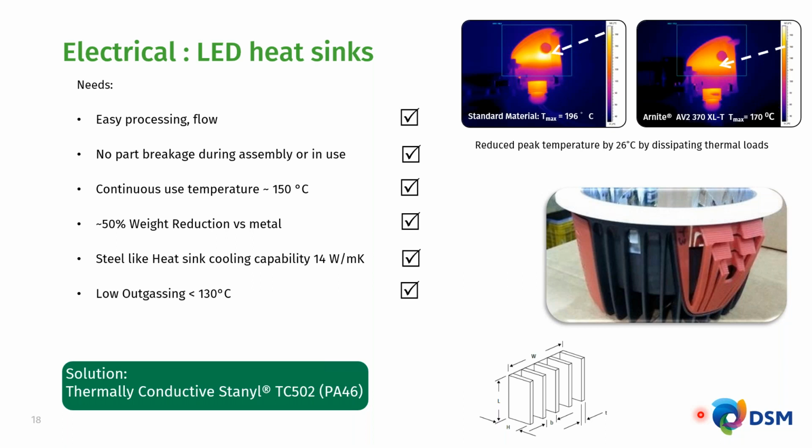And in the picture on the top right, you see that by using a thermally conductive grade, so this is a non-conductive grade where peak temperatures of 196 degrees were observed, and then in case of using a thermally conductive grade, we could reduce the peak temperatures by about 26 degrees by dissipating thermal loads. So this is an example from an automotive application, which is a fog lamp, but I just use it to explain this thermal conductivity, how it helps.